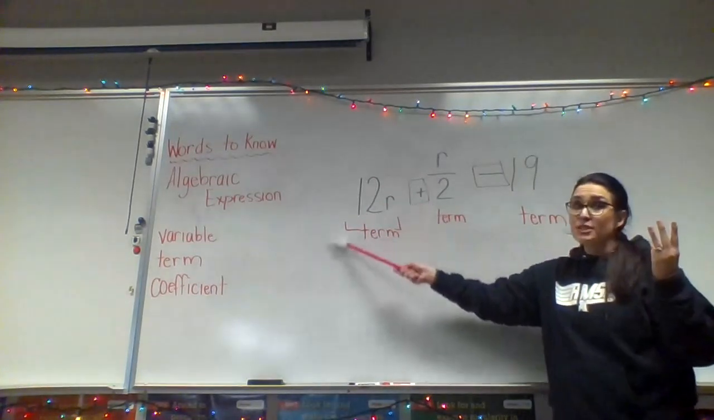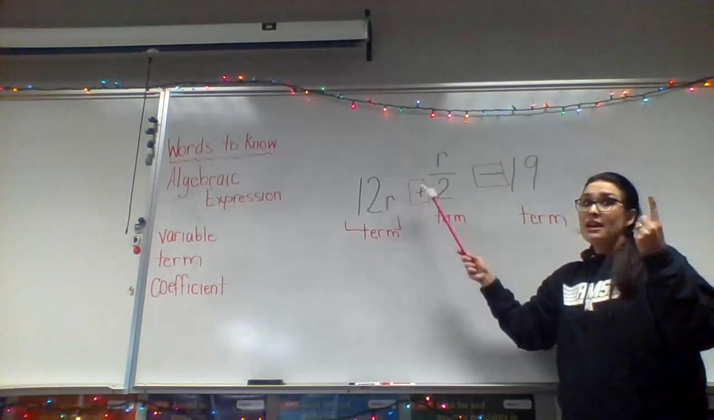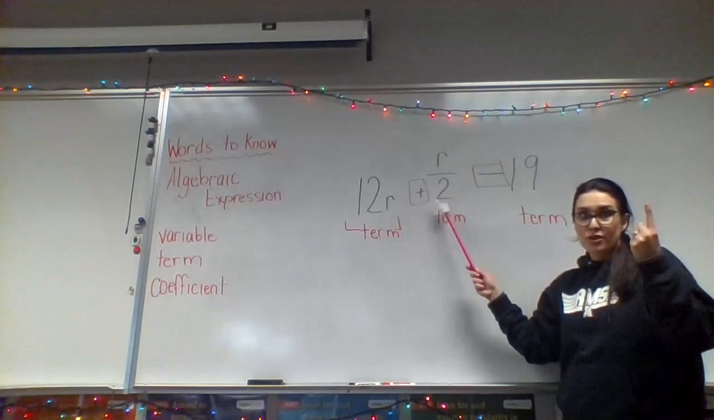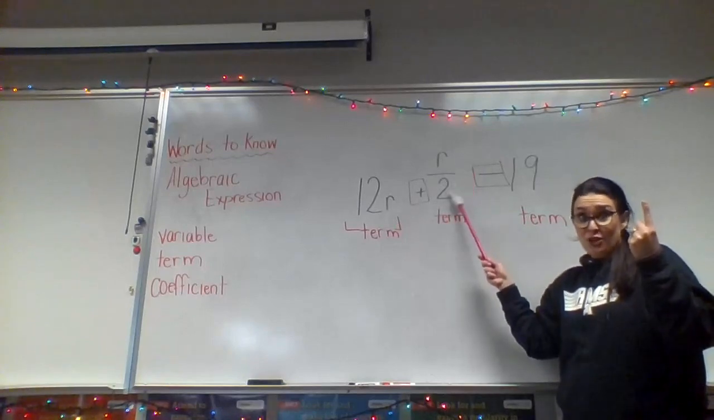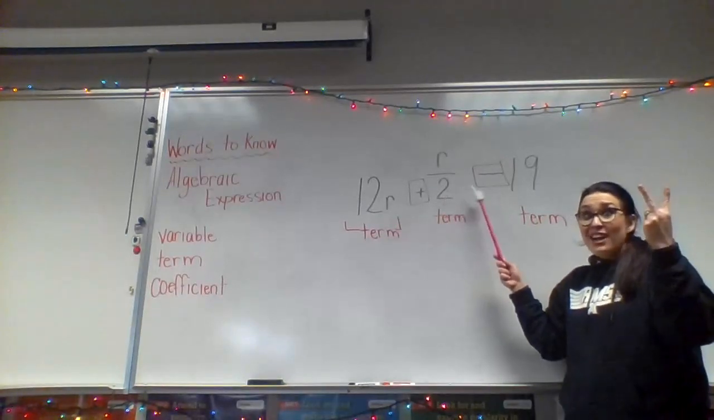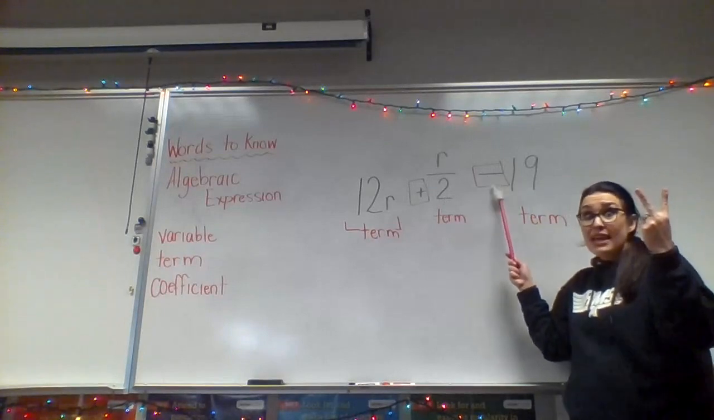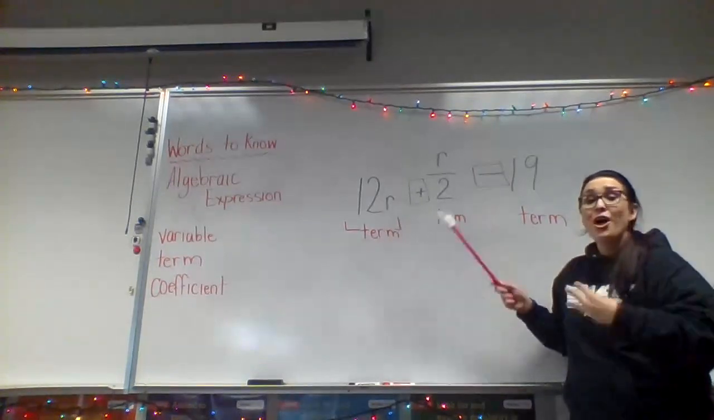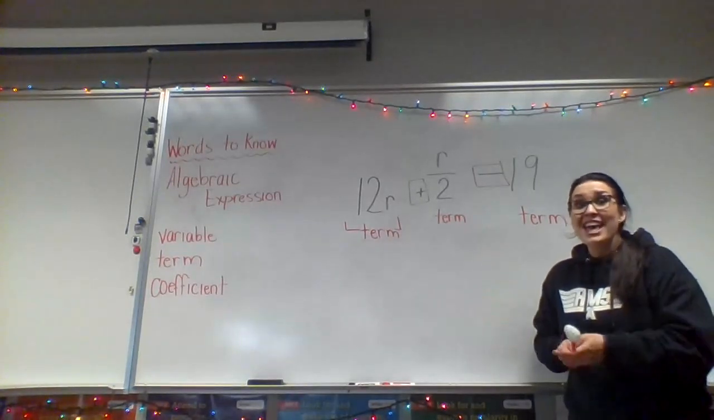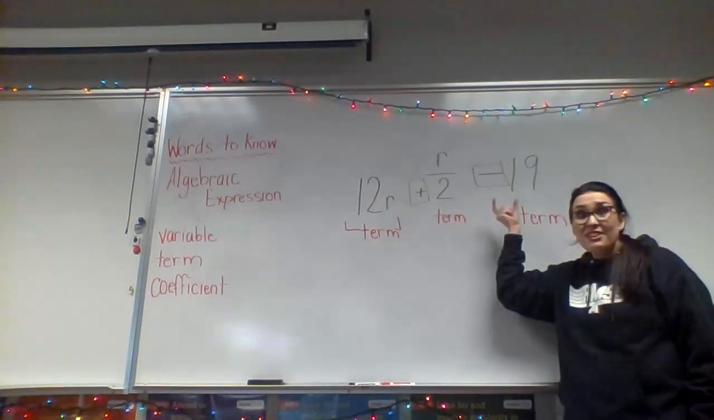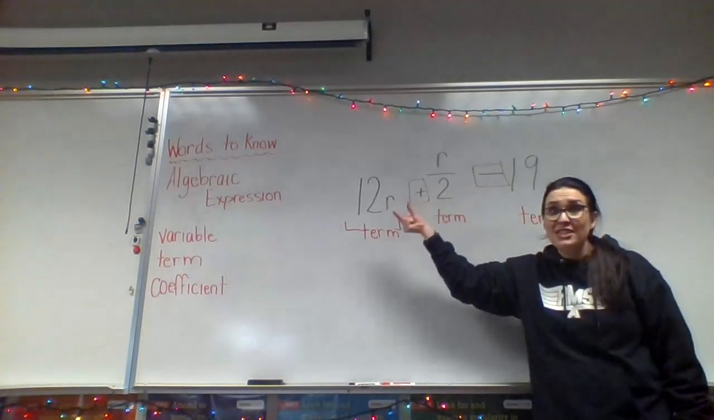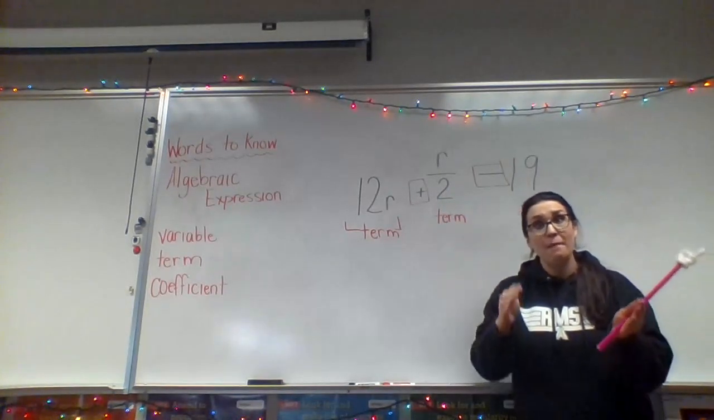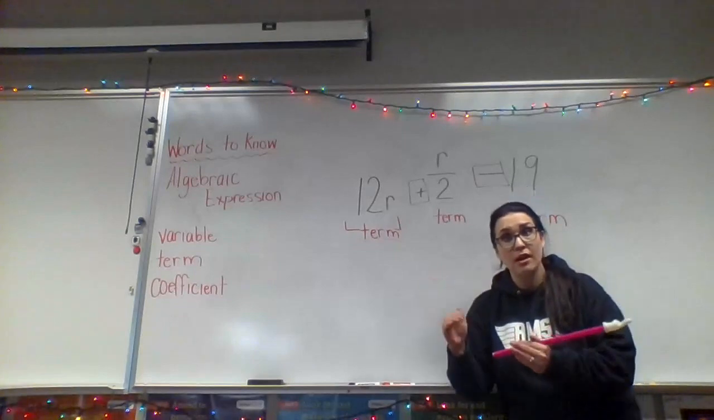Because we have this multiplication, that's one term. Now we're adding, right? That's going to be the separation between term 1 and term 2. So now r divided by 2, that's my second term. And then we have a subtraction sign right here, my friends. That brings us to our third term, right? So a term, again, my friends, is just the different pieces, the different parts of these algebraic expressions. But important piece, they have to be separated by addition or subtraction, all right?